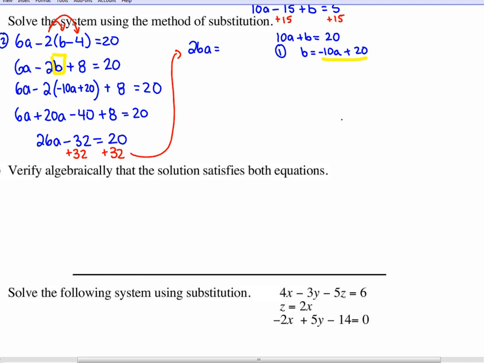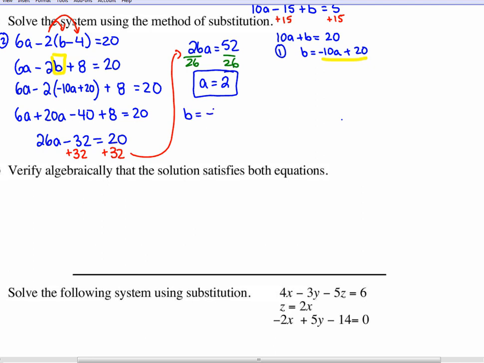26a equals 52. What does a equal? 2. Did you get 2? Now we need b. Does it matter which equation I sub a equals 2 in? No. Is there an easy choice? Yes.